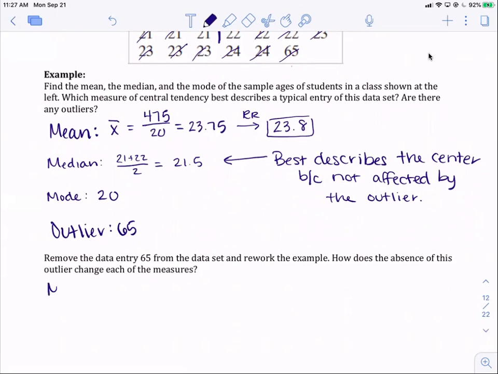Okay, so for our mean, don't do a bunch of work. We found the sum to be 475, right? And we're going to remove 65. And then we had 20 numbers and we removed 1. So now we have 410 divided by 19. If we divide that and use our round off rule, what do we get? 21.6.